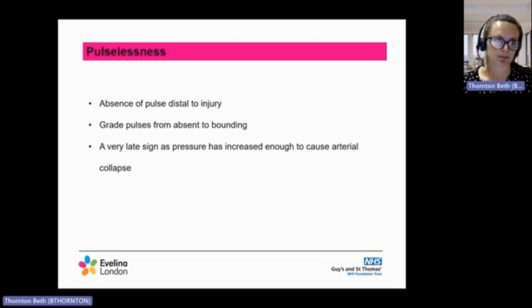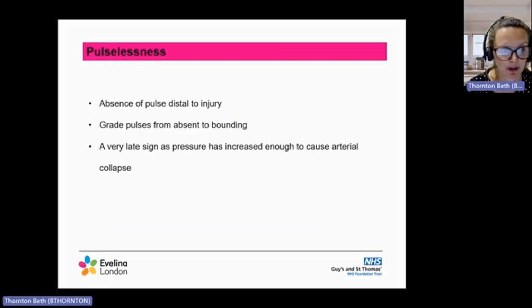And then the final P is pulselessness, which refers to the absence of a pulse distal to the injury, so beyond the injury. So for a forearm fracture, you'd be looking at the radial pulse. For your leg fractures, you'd be looking normally at the posterior tibialis or the dorsalis pedis, which are the pulses at the back of your heel and on the top of your foot.